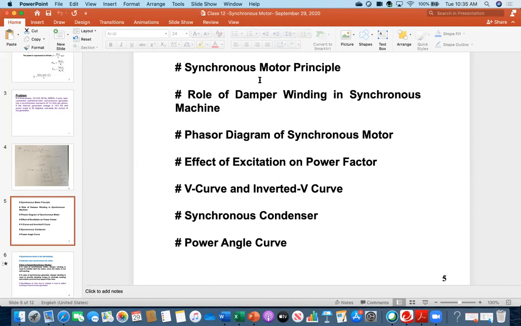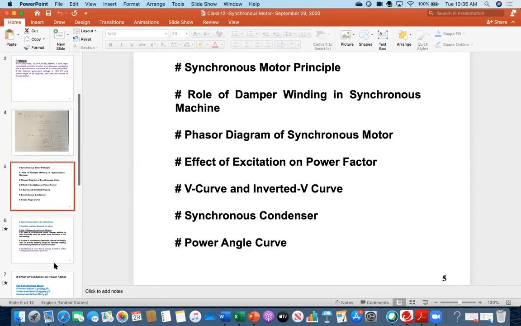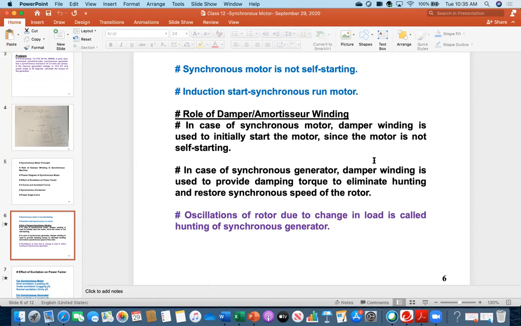So now, first of all, to understand these things, synchronous condenser, V curves, to understand all of these bullet points, first you have to understand the synchronous motor principle. Then you will be able to understand all of these. So therefore, let's have a look.